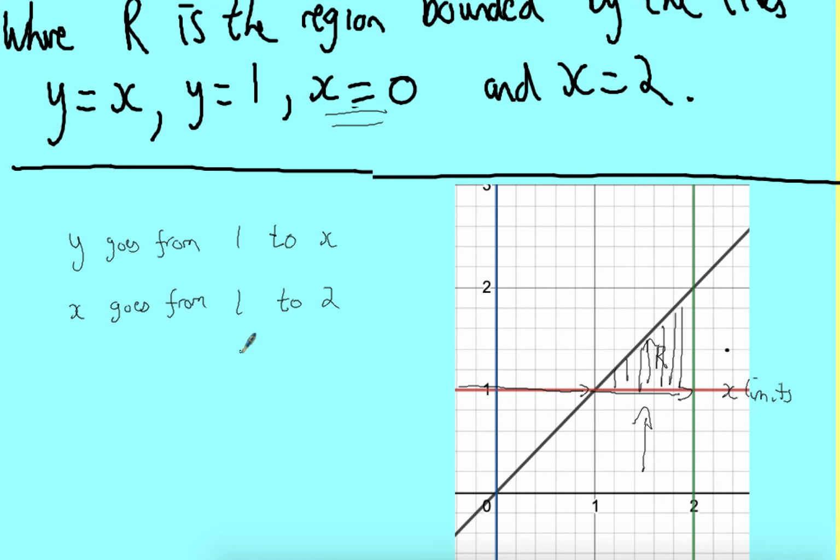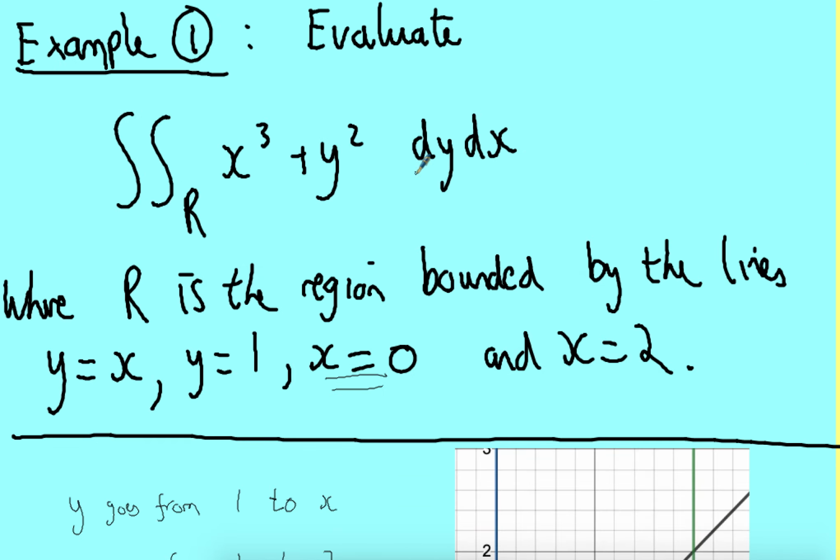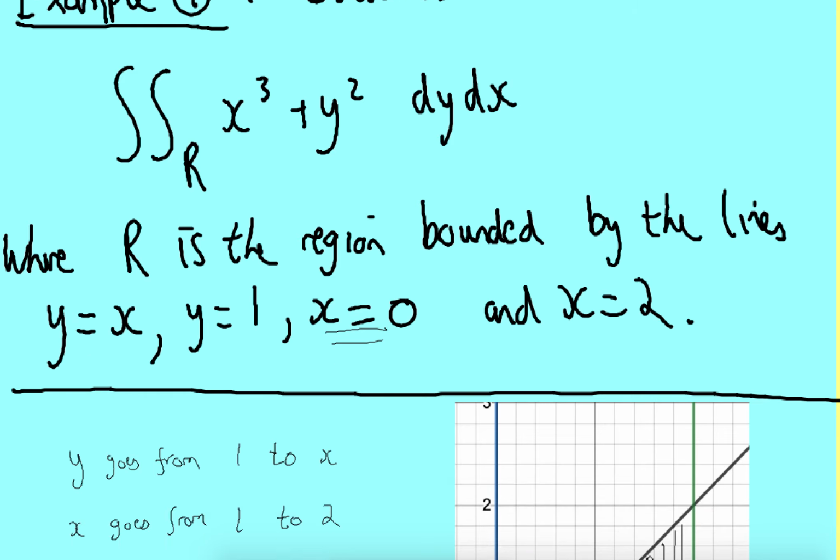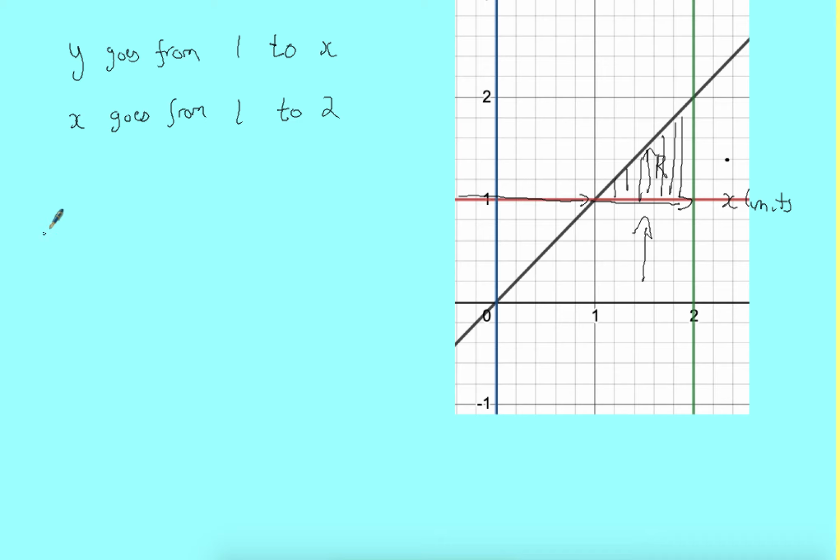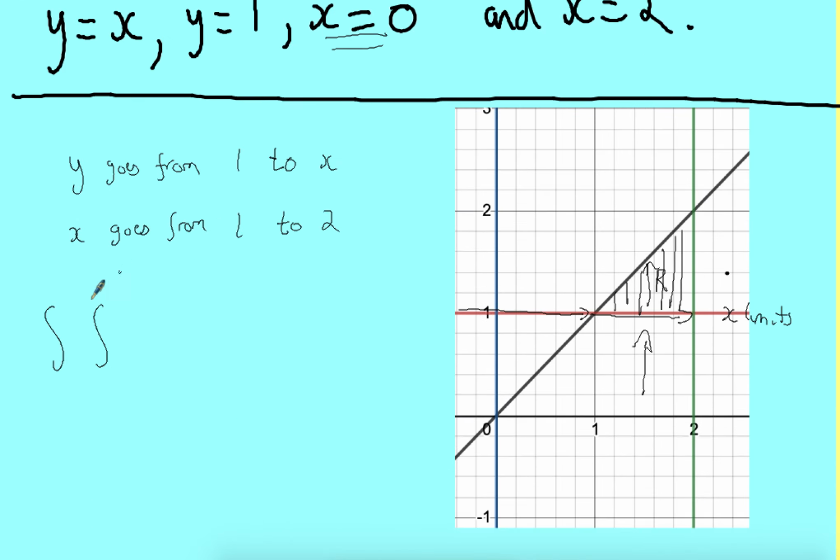So that means that our integral, and remember that it's telling me to do dy first, but you could do dx first, it doesn't really matter. Let's do dy first though. So I want to do the double integral of x cubed plus y squared y dx. Now see, if I used 0 here, I would get the wrong answer because I'm doing it over the wrong region. Because if I did that, it would involve this little bit here, which is wrong.